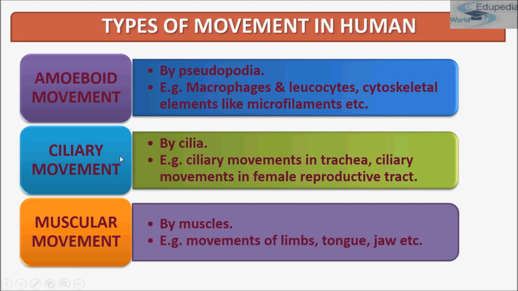And then comes ciliary movement, which is done by cilia or by the ciliated epithelium, you can say. And for example, ciliary movements in trachea, ciliary movements in female reproductive tract, and then comes third is muscular movement, which is but obvious that it will be done by muscles. For example, if you have to move from one place to another, then the movement of limbs is an example of muscular movement, tongue when you speak, and jaws, okay?